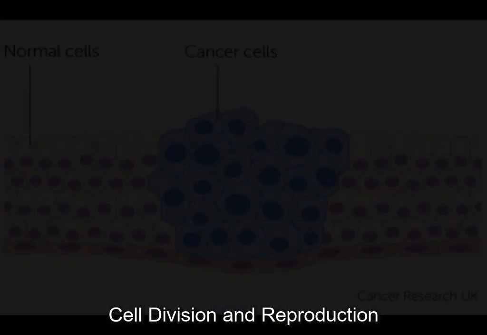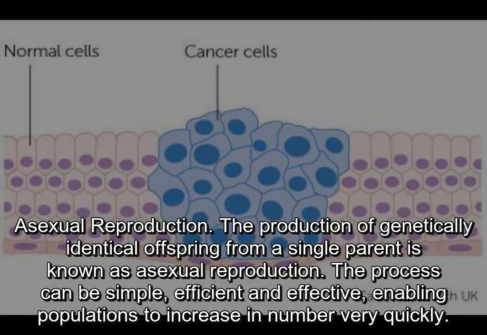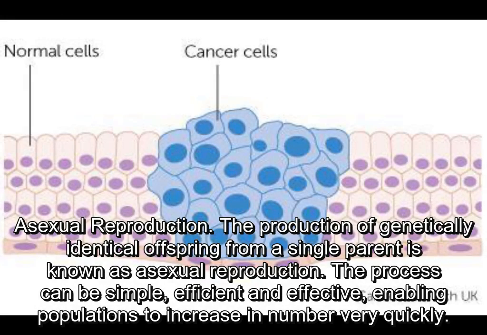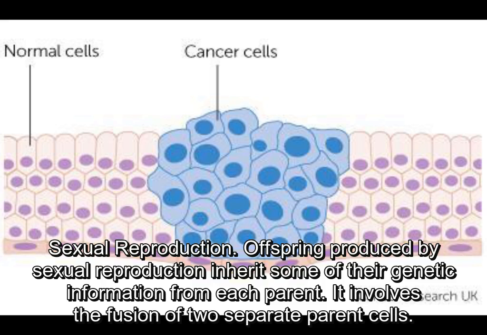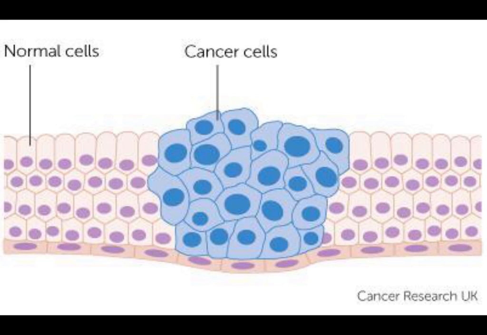Cell division and reproduction. Asexual reproduction. The production of genetically identical offspring from a single parent is known as asexual reproduction. The process can be simple, efficient, and effective, enabling populations to increase in number very quickly. Sexual reproduction. Offspring produced by sexual reproduction inherit some of their genetic information from each parent. It involves the fusion of two separate parent cells.